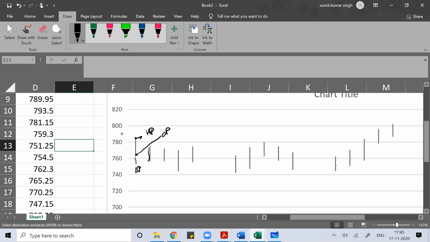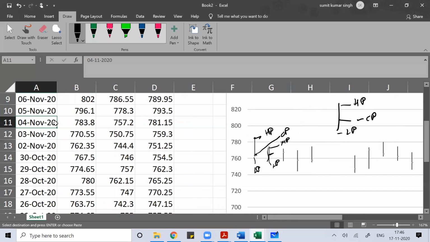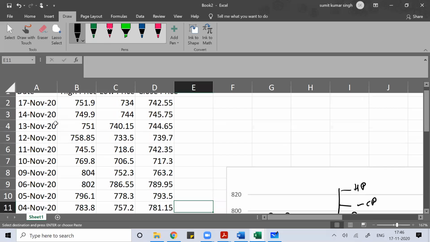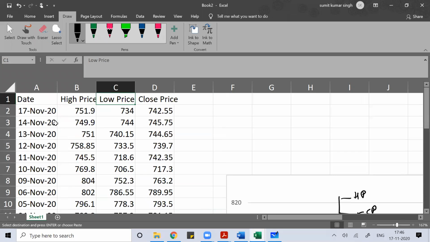So this is the highest, this is the lowest, and this is the closing price. Understand this? This is how you can draw the diagram. This is the way you can see on a day by day basis the movement of the stock, how the stock is going up or going down. You can do that here by considering this.